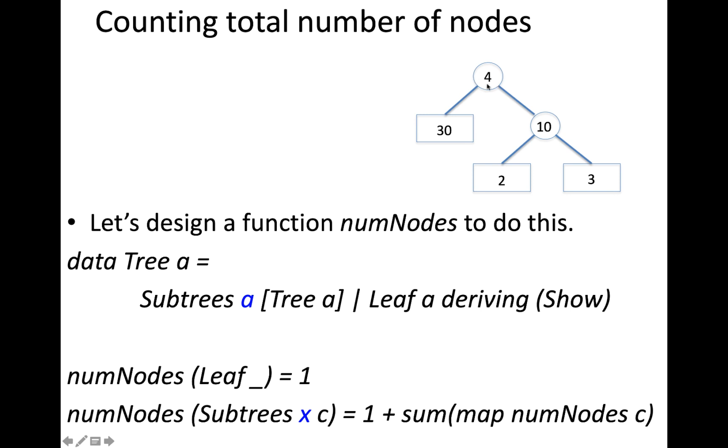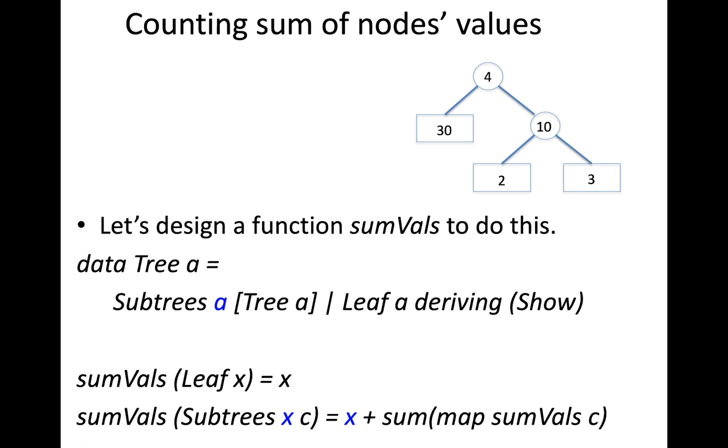All right, to count inner node as 1, we add 1. Okay, so it seems it makes sense. Now we can also write another function which computes the total sum of all the values present in the tree. Let's call it sumVals.